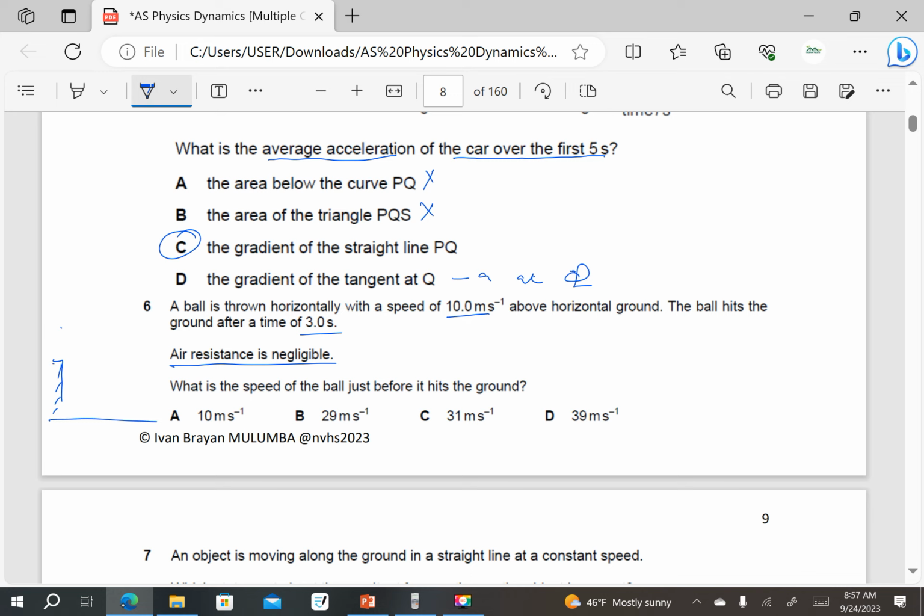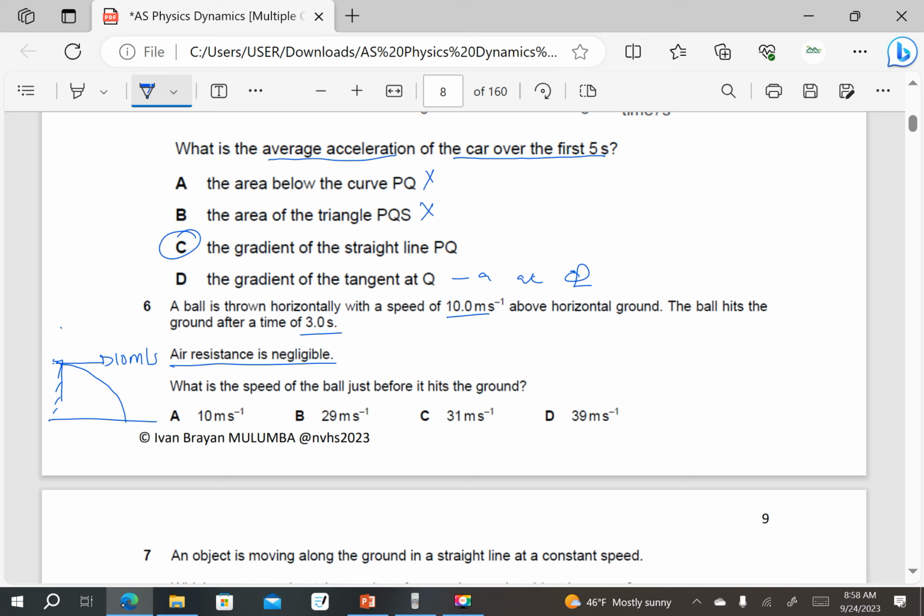The ball is projected horizontally, so it follows that path. Initial velocity is 10 meters per second. What is the speed of the ball just before it hits the ground? Just before it hits the ground.